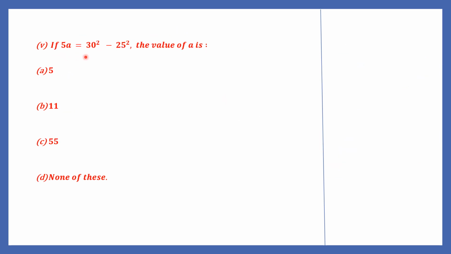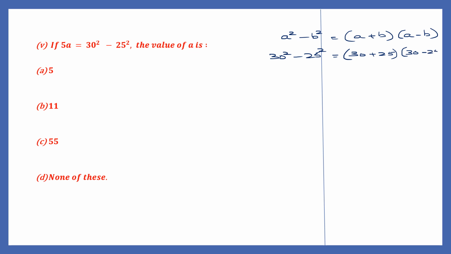Question 5. If 5A is equal to 30 square minus 25 square, the value of A is which of these? Okay, so here 30 square minus 25 square, it is this formula, isn't it? A square minus B square, which is A plus B into A minus B, the difference of squares formula. So here 30 square minus 25 square will be A is 30 and B is 25, into 30 minus 25.